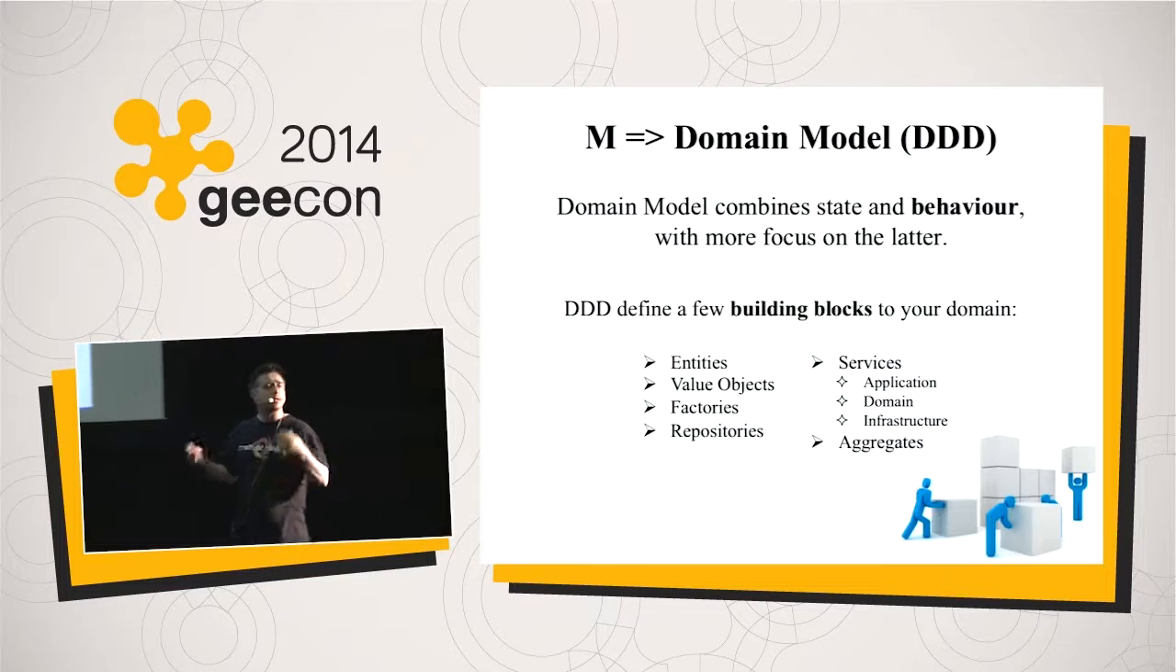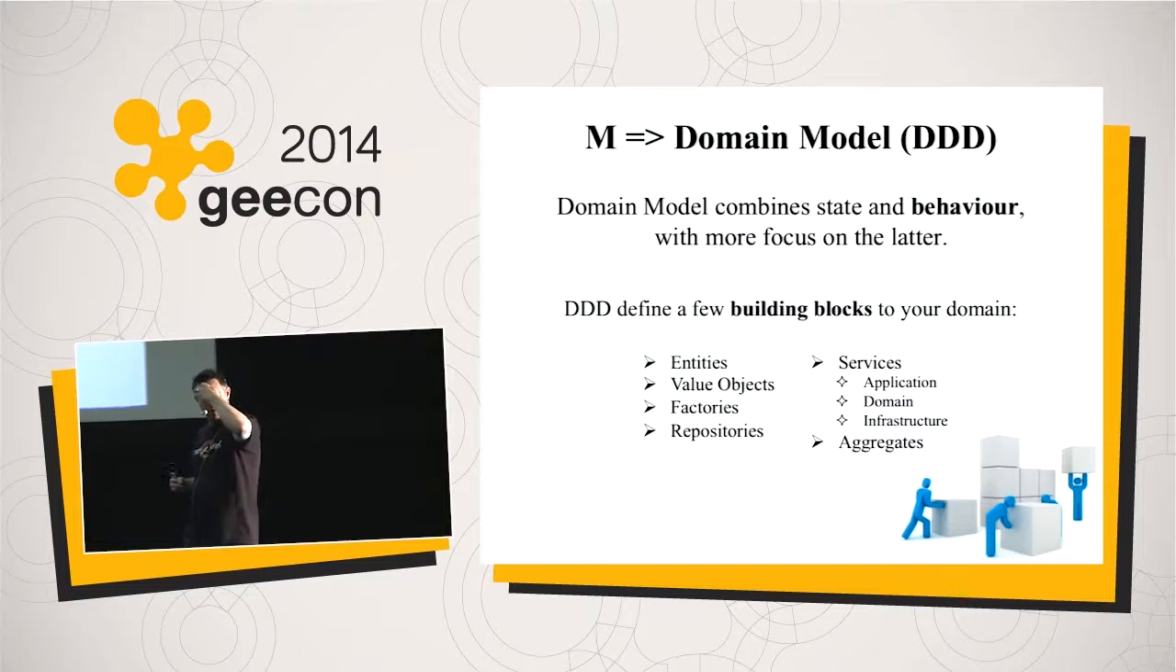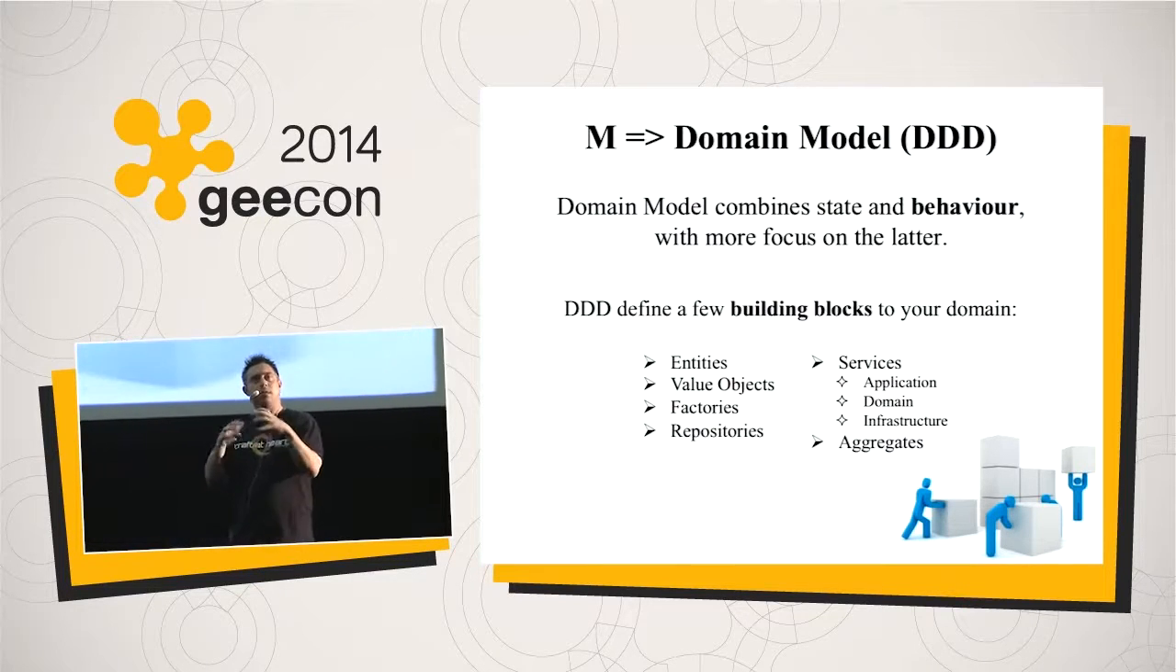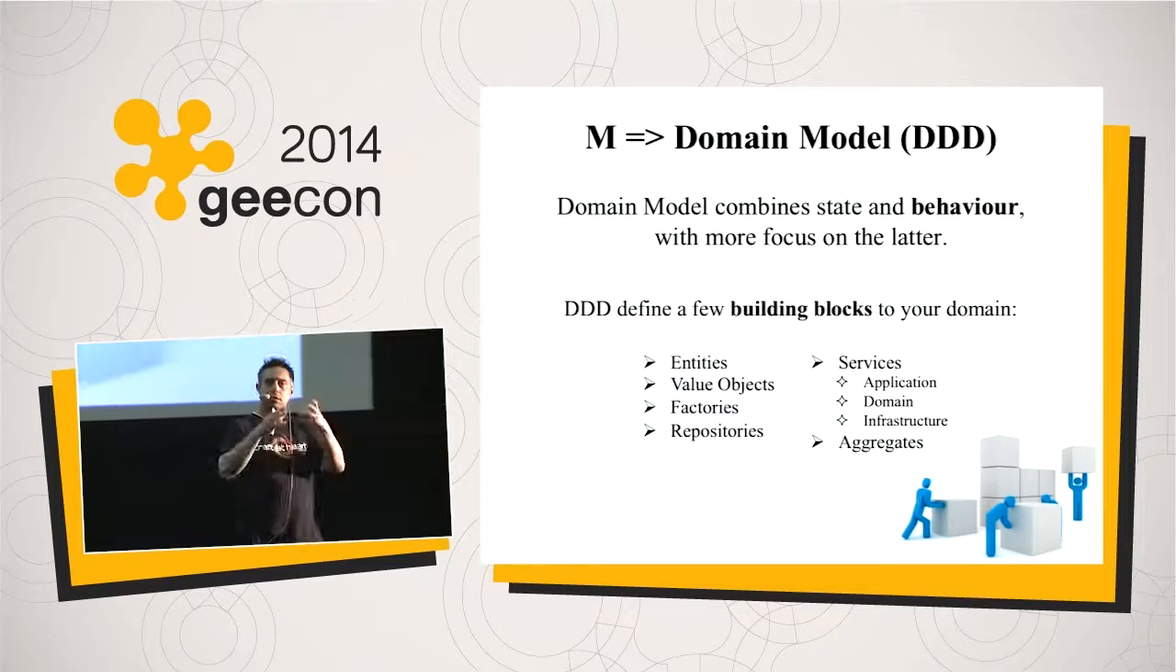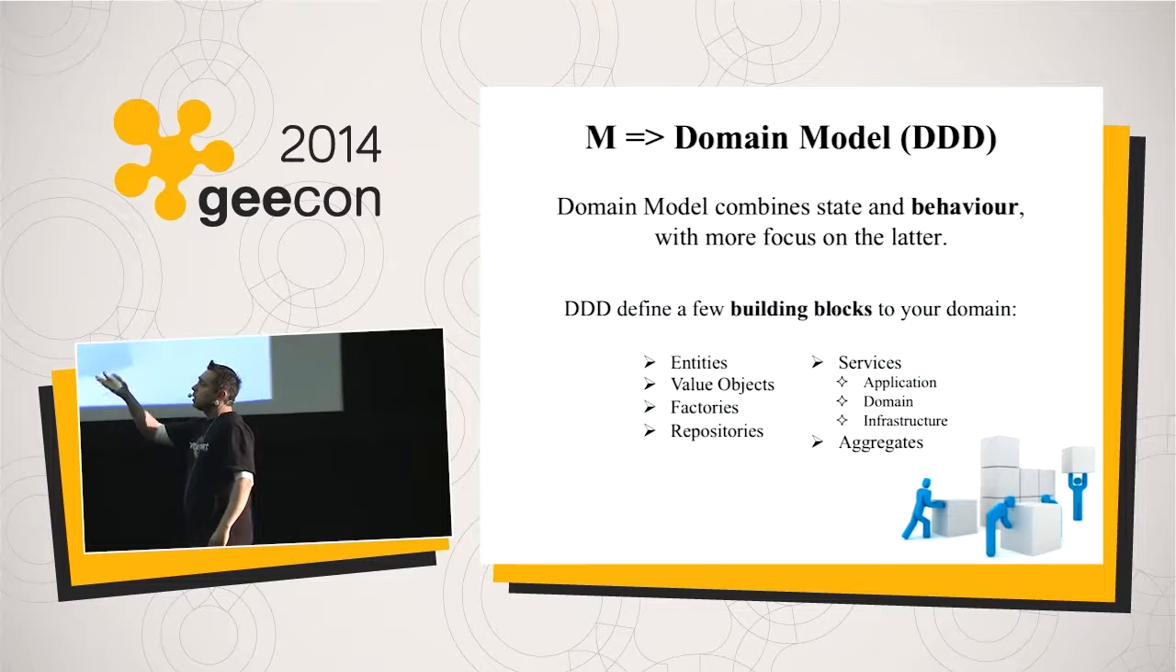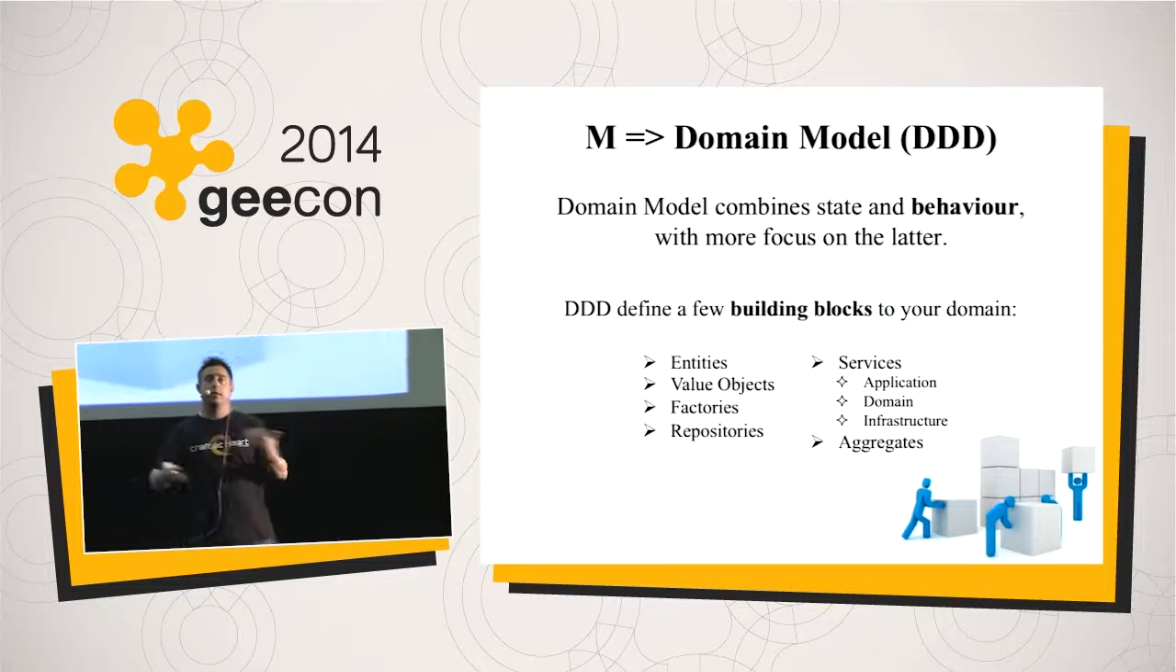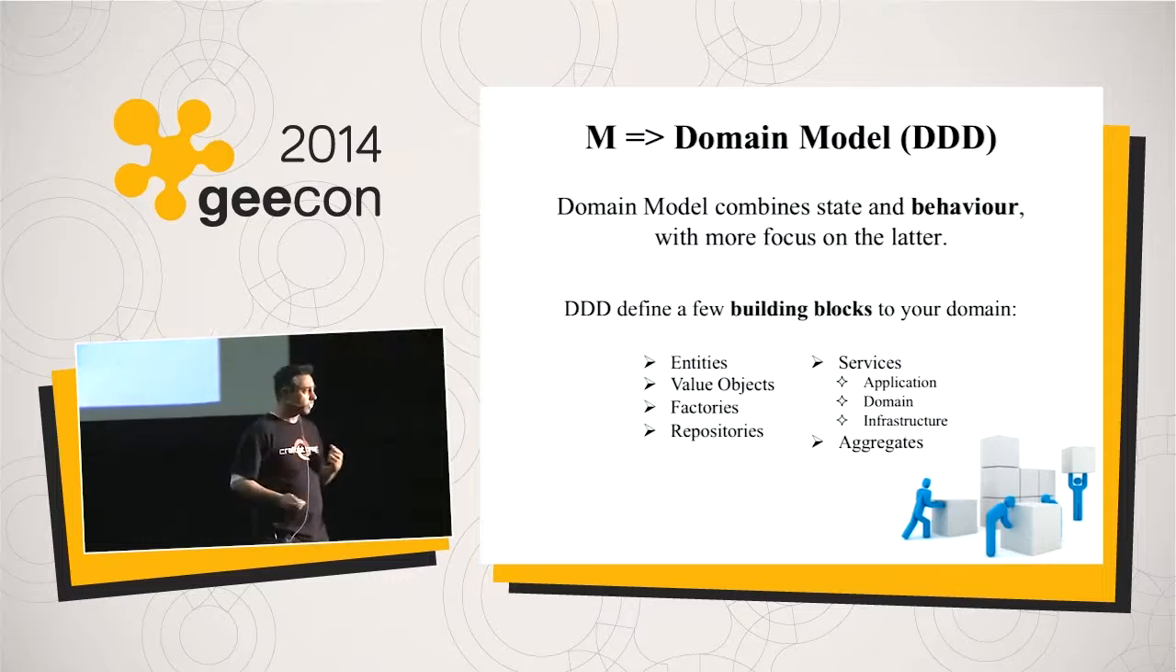Then you have factory, which is an interesting one, because it's not a domain concept, but it's part of the building blocks, because you normally need to create a complex object graph, and then you may use factories, but it's not normally part of the domain. Then repositories is where you manipulate your data.